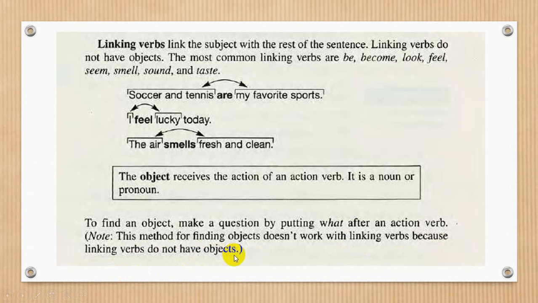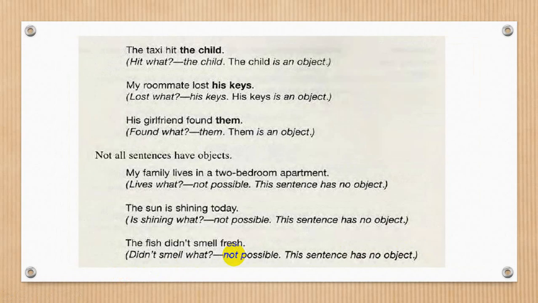So let's complete talking about objects. The taxi hit the child. The child here is a noun, so it is the object. Hit what? The taxi hit what? Hit the child. The child is an object.